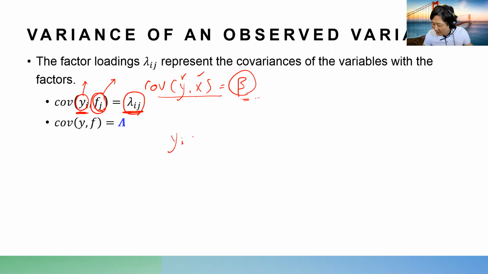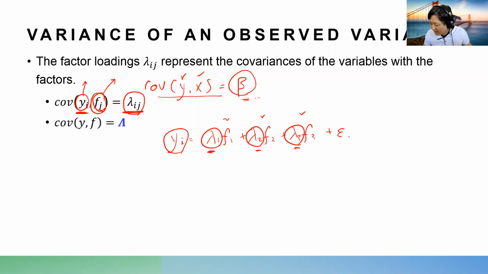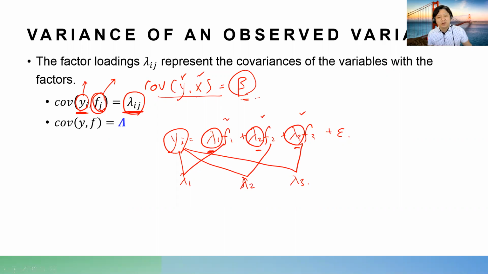So yi equals lambda 1 f1 plus lambda 2 f2 plus lambda 3 f3 plus error. Let's say we have three factors in this case, so we have three factor loadings. These are all regression coefficients. This coefficient is the relationship between y and the first factor, lambda 1. What about lambda 2? This is the relationship between y and the second factor, and this is lambda 3. If you use a covariance matrix, this relationship will be covariance. But if you use a correlation matrix, it will be a standardized relationship.